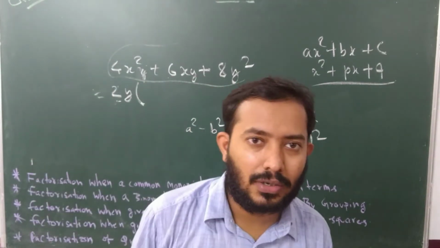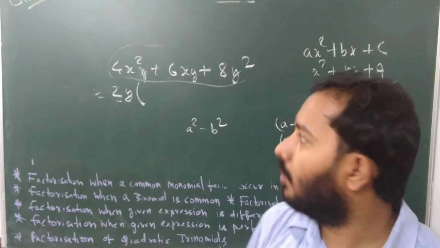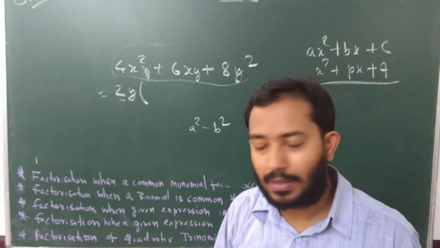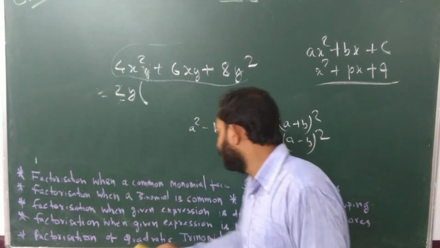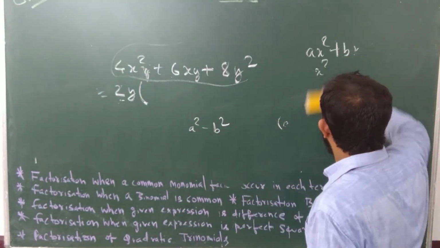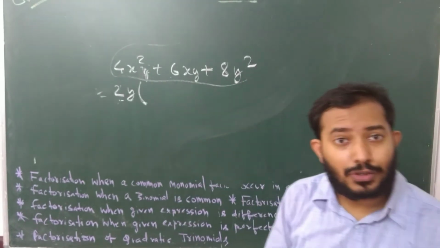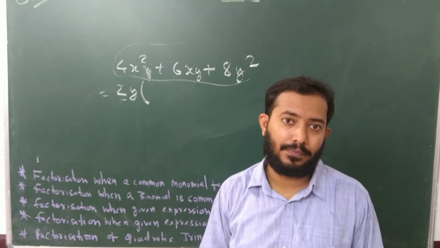So let's start with the first one. Already we have started, so I stopped there. So let's start that one first. Our first target is this one, common monomial. So in this case, what do we have to do? First, we need to think about the HCF.